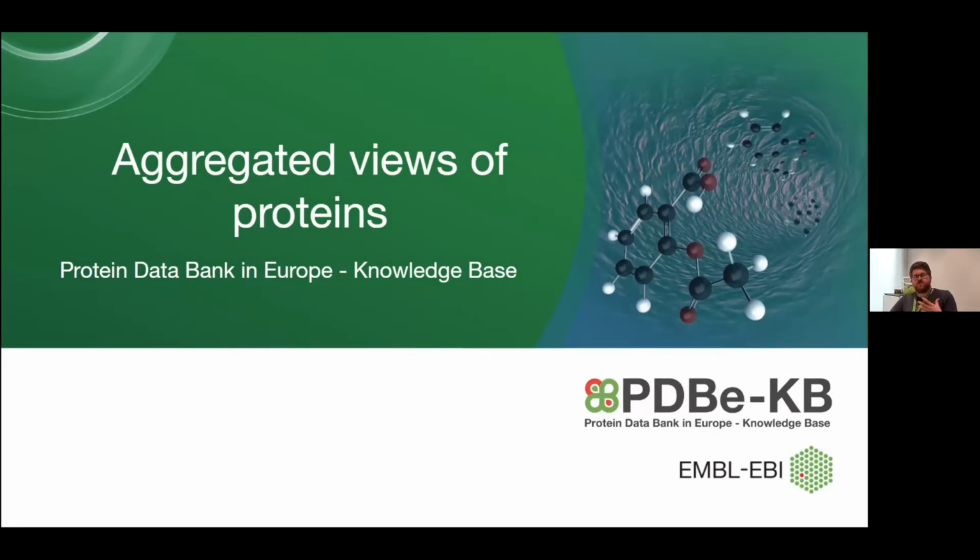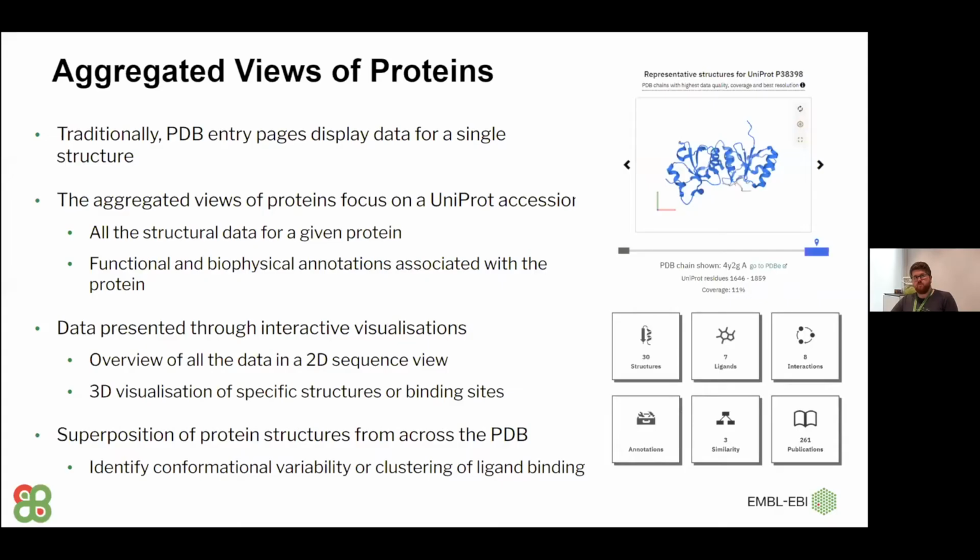So our first iteration of Pdbkb pages are the aggregated views of proteins. As I mentioned, traditionally, most people have accessed PDB data by accessing a specific structure or by a bulk download of all structures with particular PDB IDs. Now, if you know what you're doing, this is a good way to do it, but it's very time intensive. It needs a lot of specialist understanding, and it's likely to miss a lot of useful information that's available in other structures. So what we do with the Pdbkb aggregated views of proteins is gather all the data up for a particular protein.